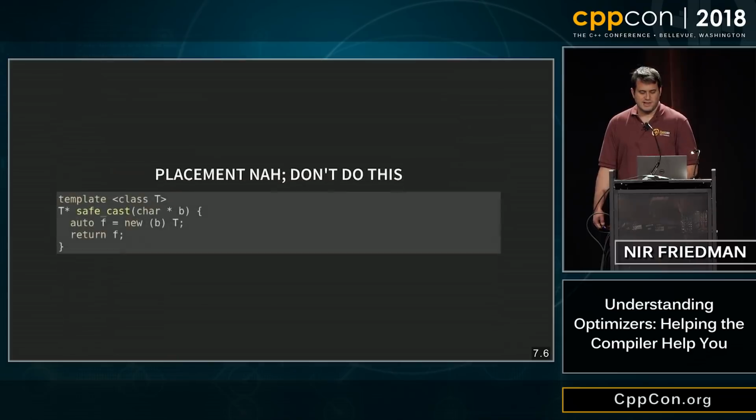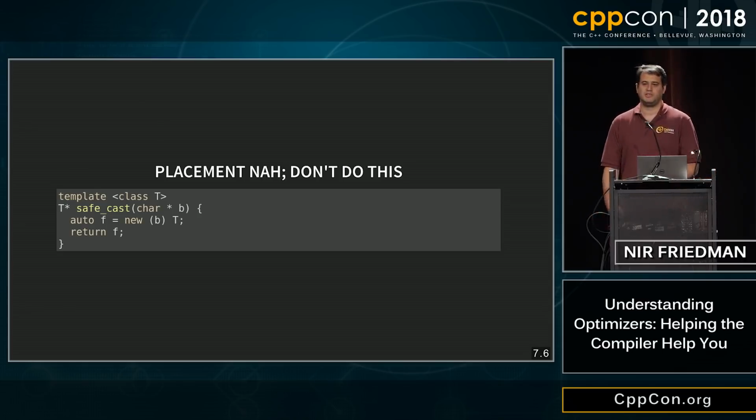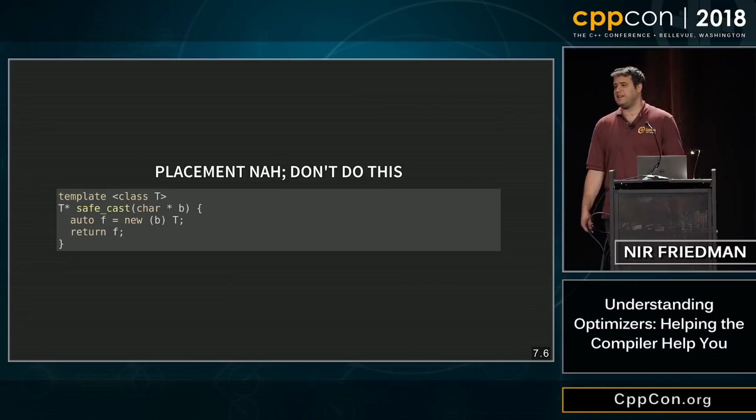Placement, no, don't do this. So this version of Safecast that just placement news an object, we should really static assert that the object is trivially everything. And this will actually work typically, but you're just banking on the fact that a placement new literally does nothing, right? That's not required by the standard. It's actually unspecified what happens. It's equivalent to int x and then reading, well, it's not quite equivalent, but there's no guarantee that the underlying memory is the same.